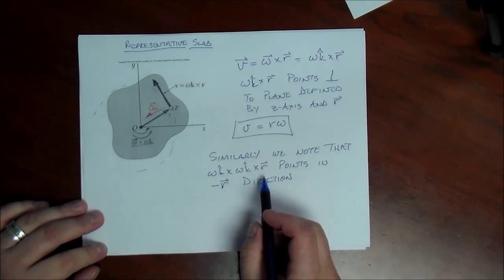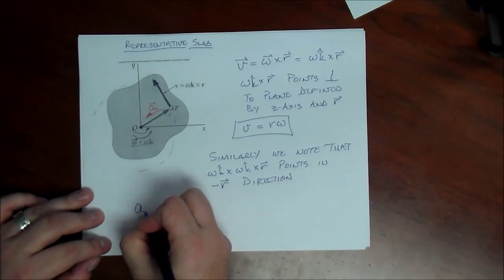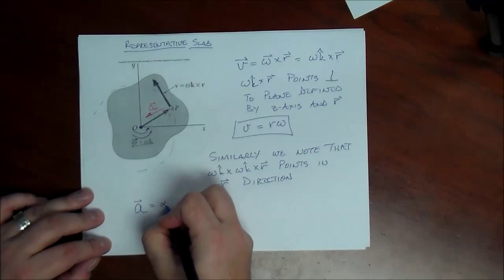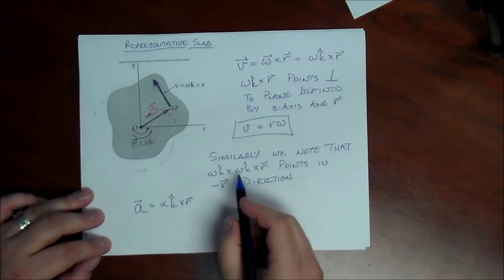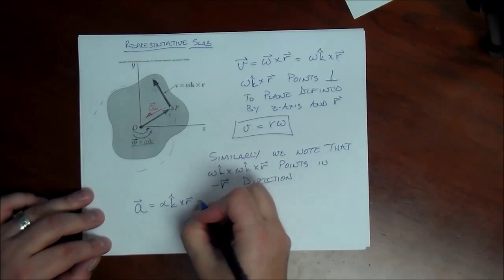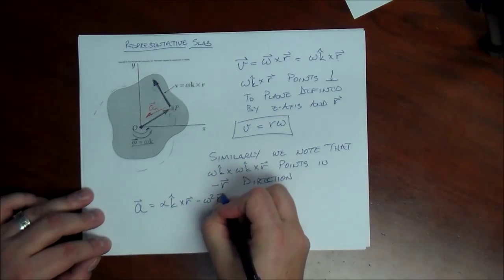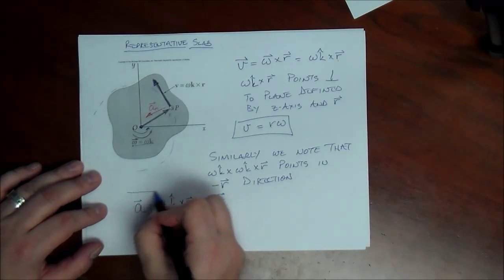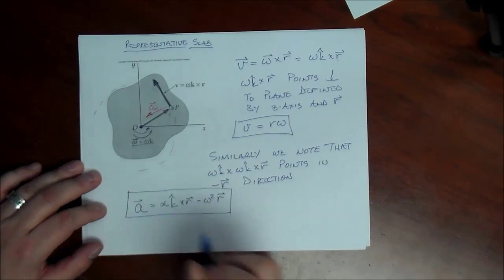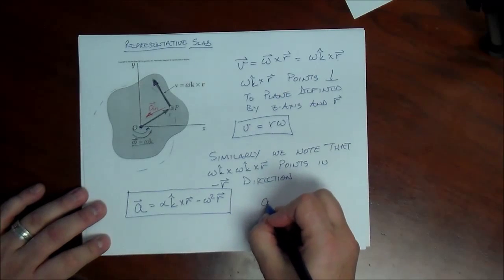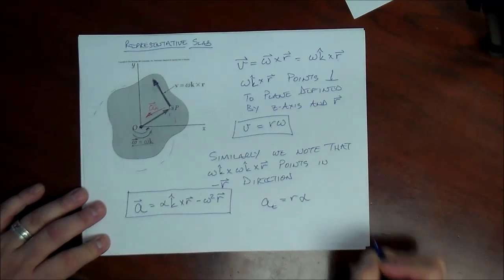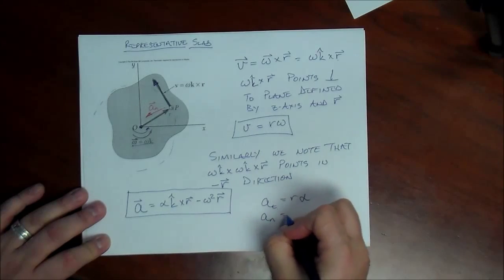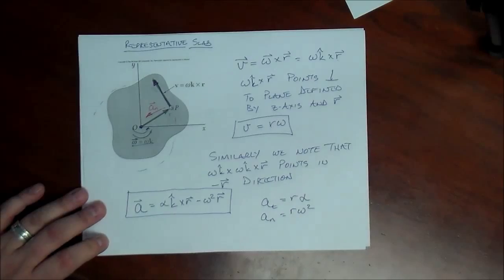So from that we can say then that the acceleration of the particle is equal to alpha k cross r. We haven't learned anything about that, but the second term, which is here, minus omega squared times r. Okay, and the tangential acceleration, right, is equal to r times alpha, and the normal acceleration is equal to r omega squared.